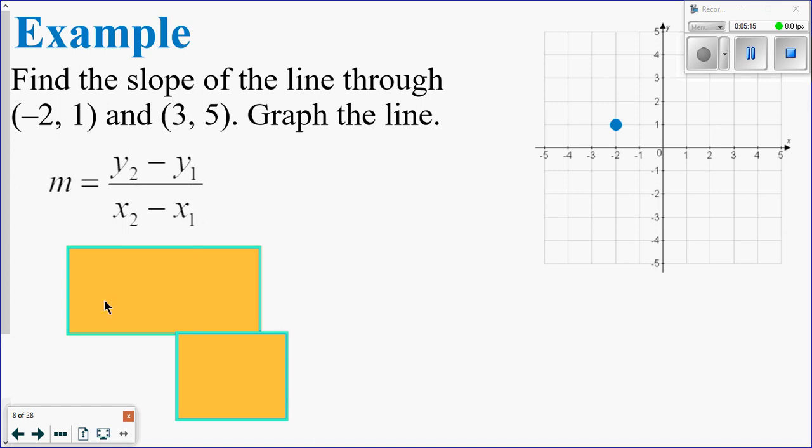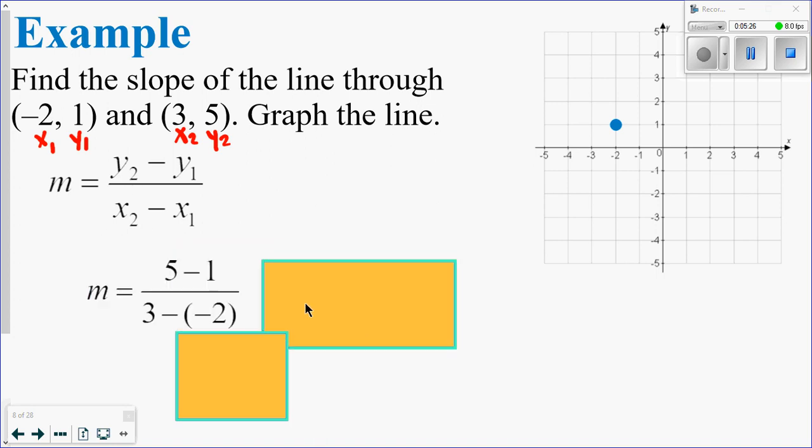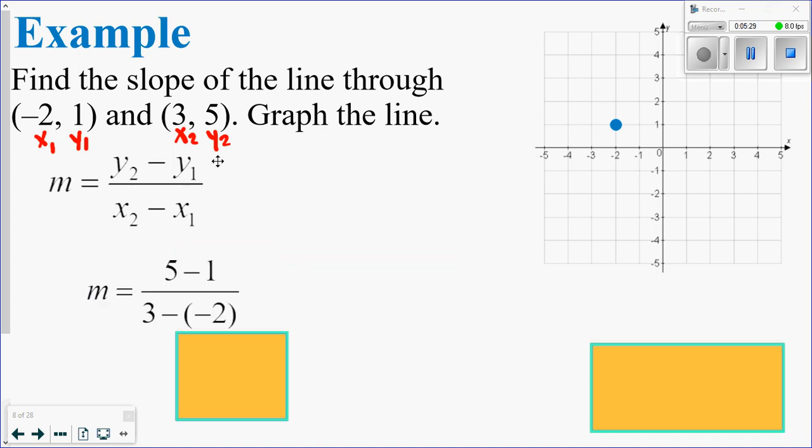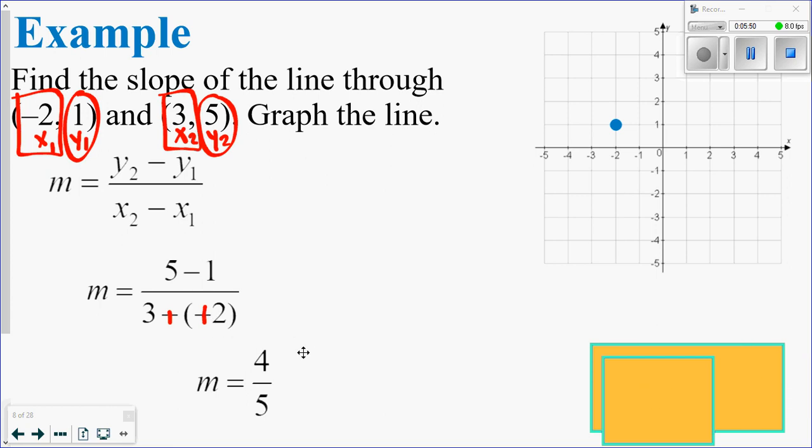So first off, assign your points, x1, y1, x2, y2. So now we know that y2 is 5, so if we plug those numbers in, you're going to get 5 minus 1, and then you're going to do your x values. So now we have 3 minus negative 2. So we know what happens when there's two negatives. They're going to become positive. So 5 minus 1 is 4, and 3 plus 2 is 5. So our slope is to rise 4 and to run 5.